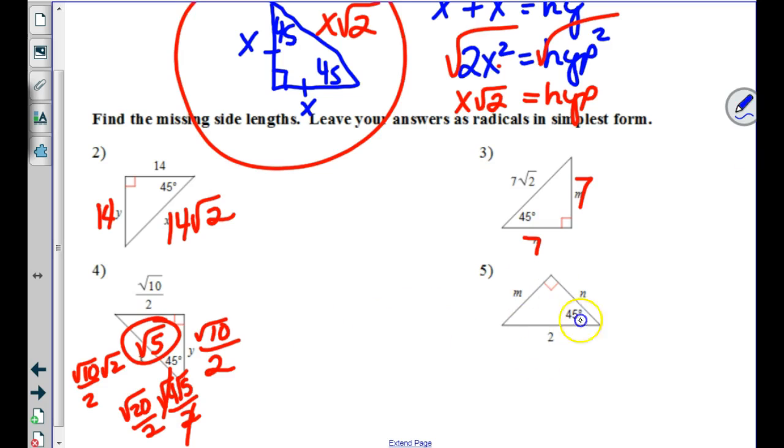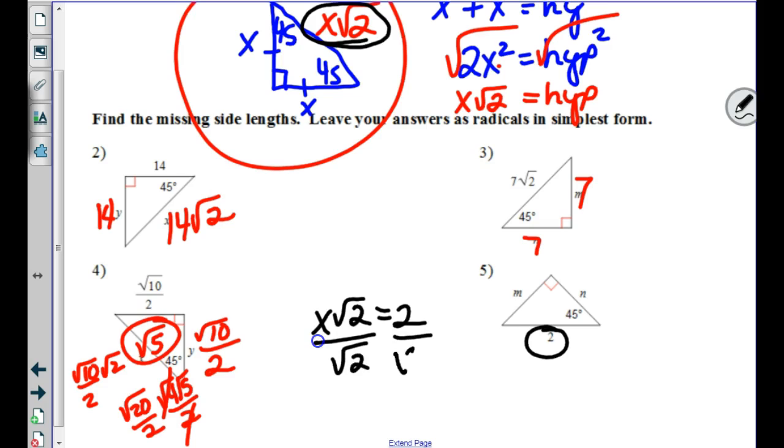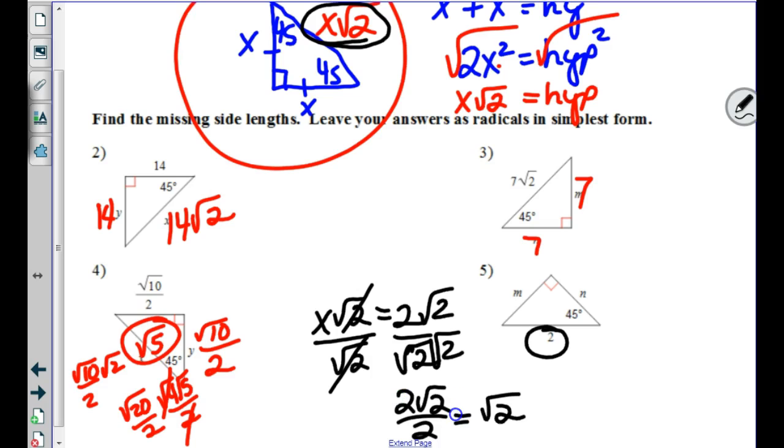Okay, over here, this hypotenuse is supposed to have a square root of 2 on it, right? It doesn't. It's hiding. It's in disguise. Do you remember what you had to do here? Yes, this side is equal to this number. So x square root of 2 equals 2. To find the missing legs, you divide by square root of 2. And what happens when you divide by square root of 2? Yep, square root of 2 over square root of 2. So you end up with 2 square root of 2 over 2, which is just square root of 2. That was a lot of work for.